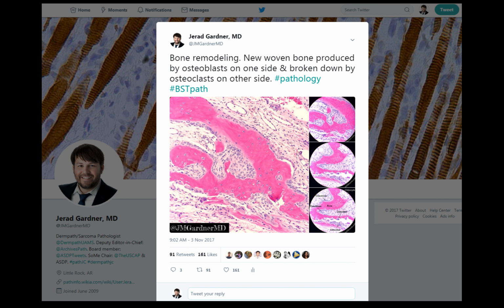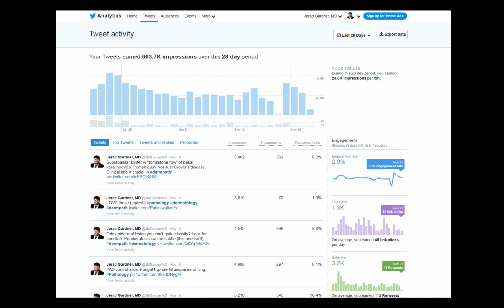And so here's an example of bone remodeling, and you can see, look, 91 retweets. A retweet is when someone shares my post with the rest of their followers, and 161 likes. So a bunch of people like this. Again, that gives me information about how valuable this kind of educational content is to my online learners.